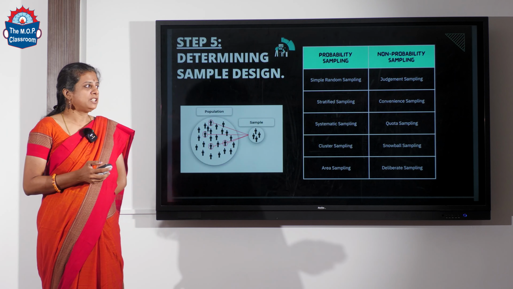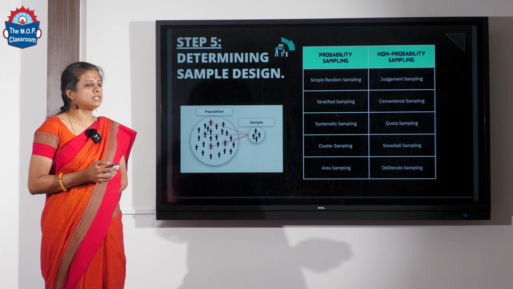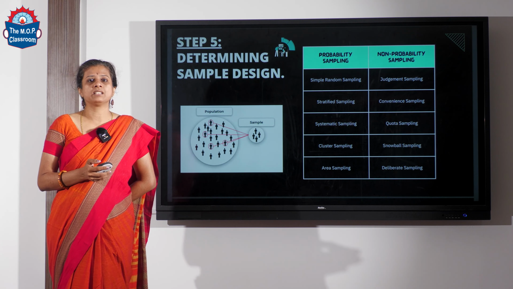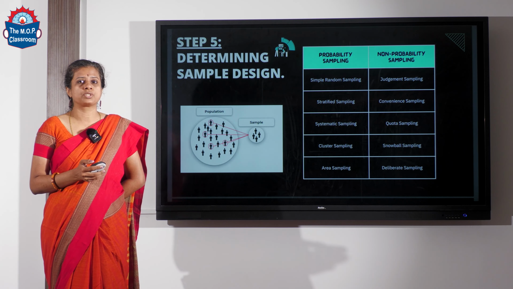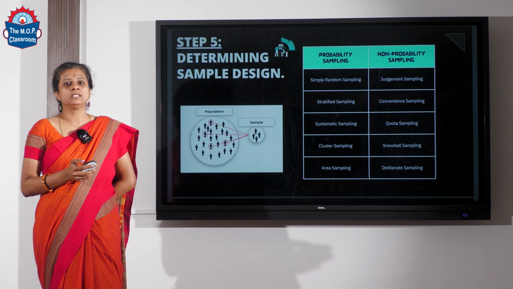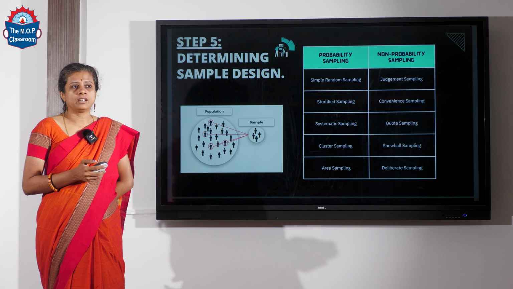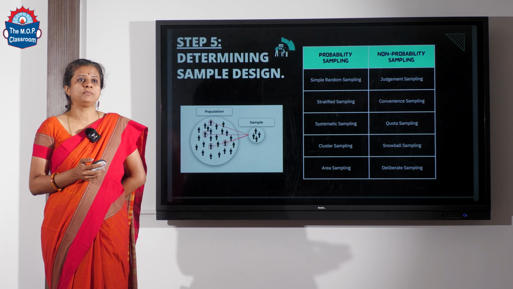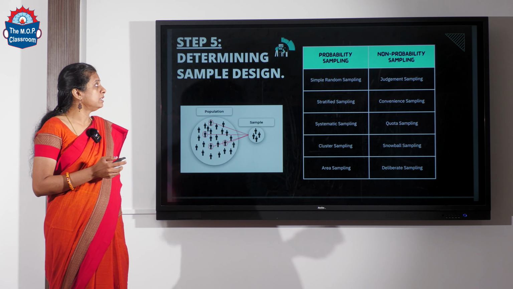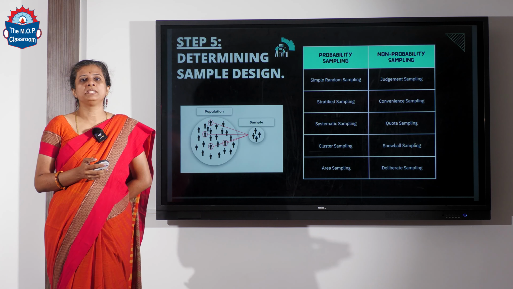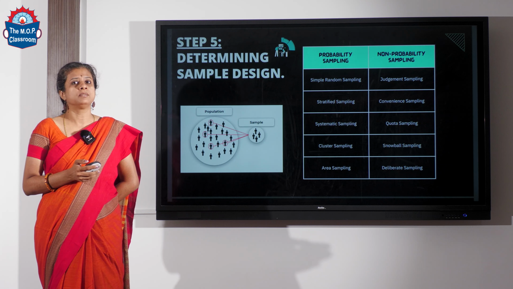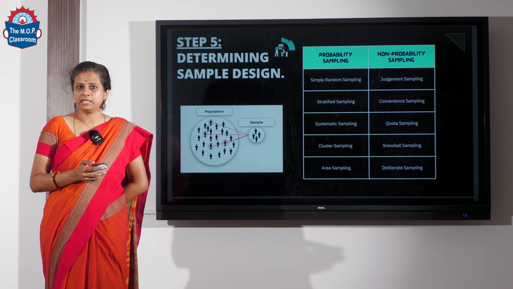The step 5 is talking about the sample design. Now, what is a sample? A sample is a representative group which is chosen out of the population, that is the whole, to have all the characteristics of the population and which will be used for the study. The sampling methods are to be decided by the researcher. Basically, there are two types of sampling methods: probability sampling, non-probability sampling.